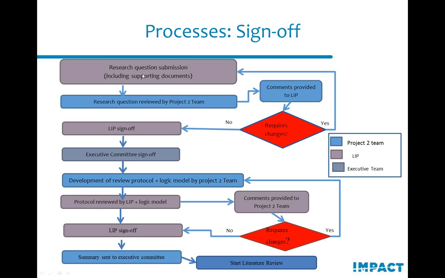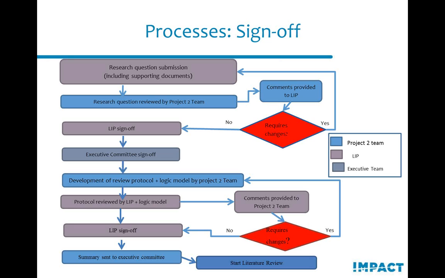Afterwards, once we receive the research question submission with the supporting documents, we will circulate the documents to the Project 2 team so that everyone can familiarize themselves with the research question. We will then discuss this question and the elements at our next Impact Project 2 International Team meeting. So they happen approximately every 2 weeks. Following this discussion, if we require any additional information or any clarifications, we will then ask the LIPs to provide it back to us, and we will also provide feedback.